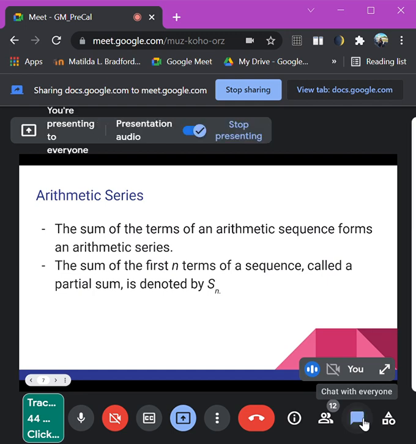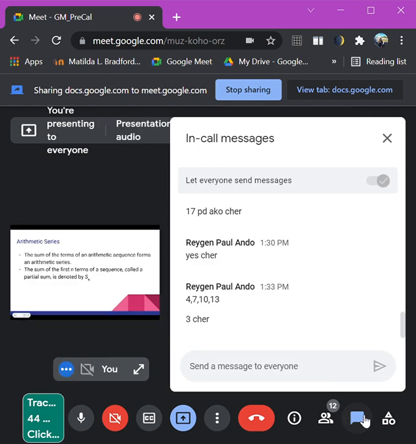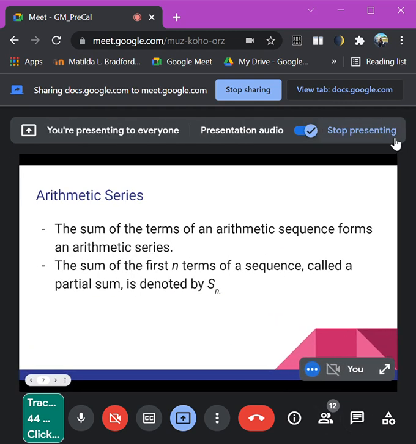So, just like here for the given arithmetic sequence of Ando, what do you think is its arithmetic series? For 4, 7, 10, and 13. What would be its result?